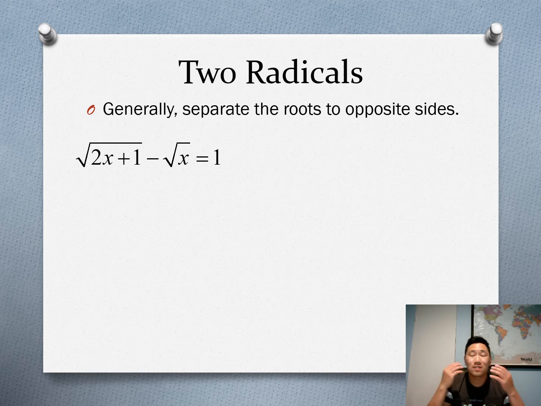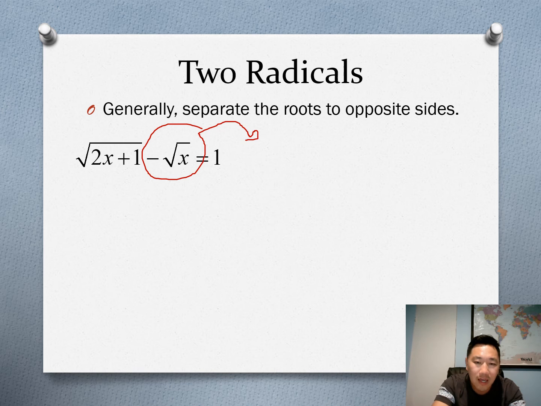Ooh, this one has 2 radical signs in it, which makes it very difficult to do. But in general, the rule says to separate the roots on opposite sides. So right now we have both of the square roots on the same side. We're going to try to move one to the other side. I'm going to go ahead and move this one to the other side. How do we do that? You just add it to both sides.